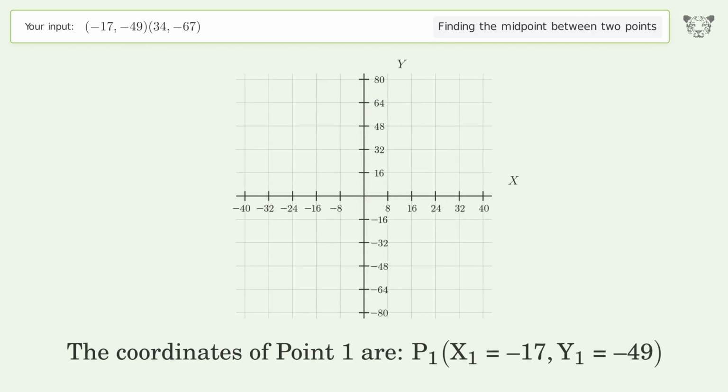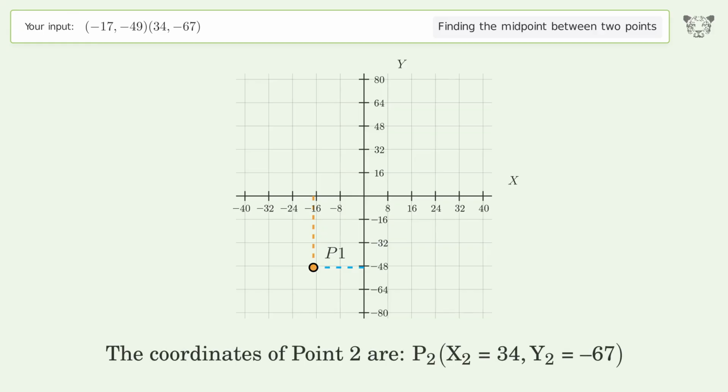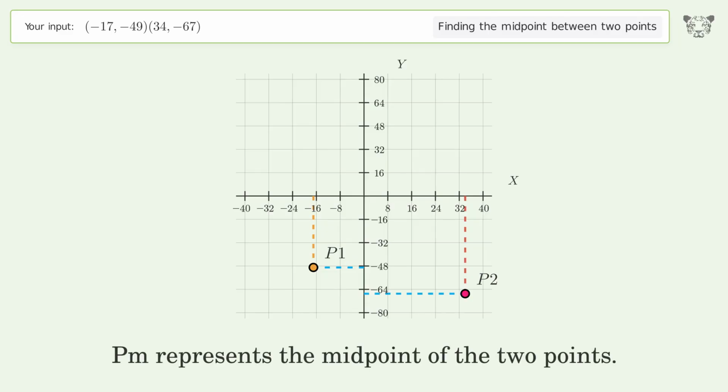The coordinates of point 1 are, x1 equals -17, y1 equals -49. The coordinates of point 2 are, x2 equals 34, y2 equals -67. PM represents the midpoint of the 2 points.